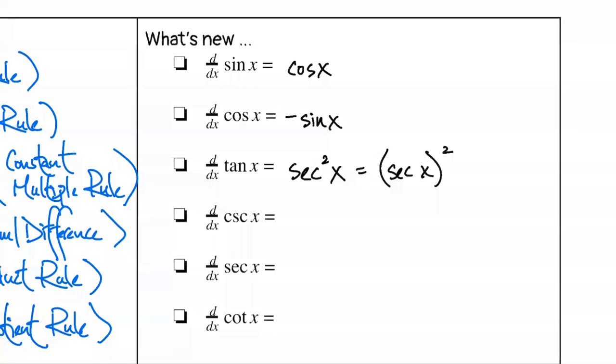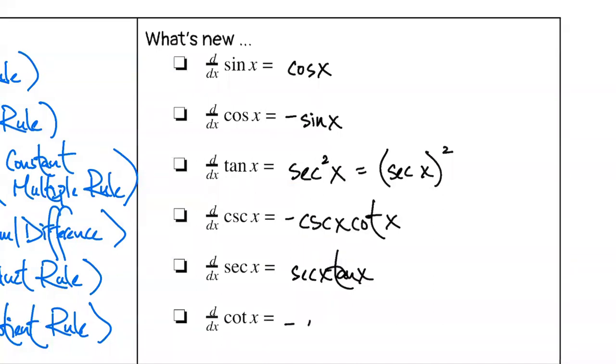Nope, not a negative cosecant tangent. You're close though. Yeah, negative cosecant x cotangent x, yeah. Good, good, good. Secant x tangent x. And one more here, one more, last one. What is the derivative of cotangent?